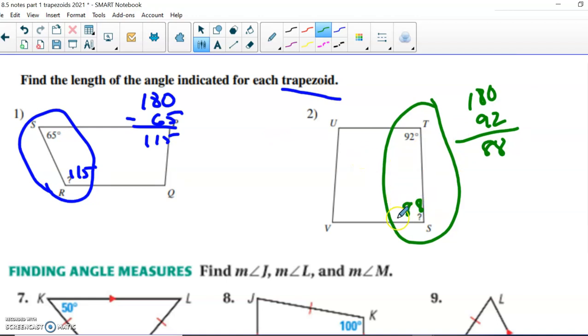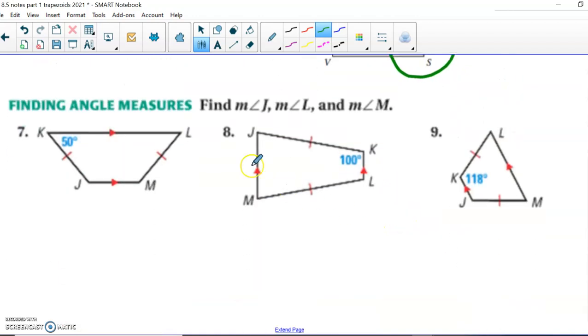All right. The next set, it looks like they're showing us that these are isosceles trapezoids. So we know that base angles are congruent, so I know this angle is also 50. And I know that consecutive angles between the bases are supplementary, so I take 180 minus the 50. I can see that this one is going to be 130. And again, base angles are congruent, so I know that this angle is also 130.